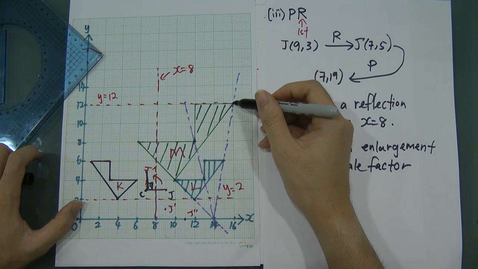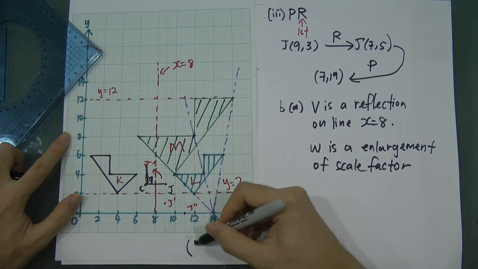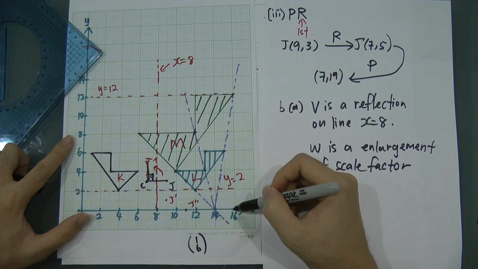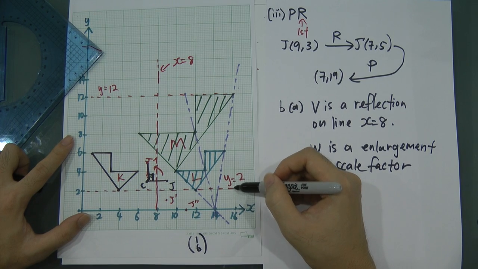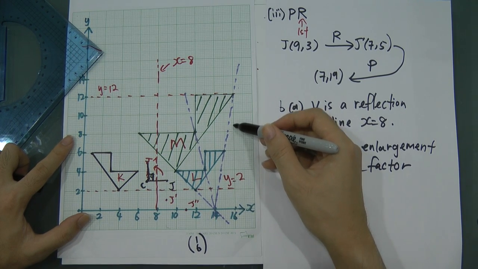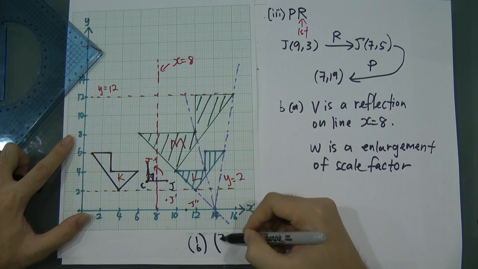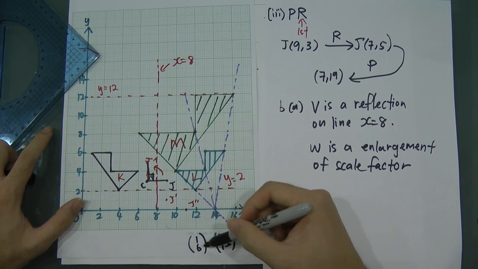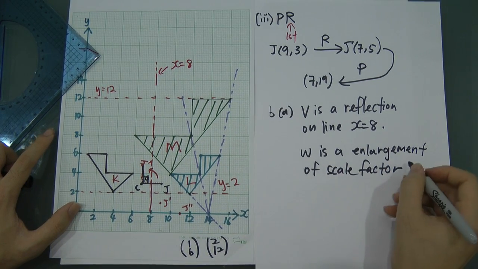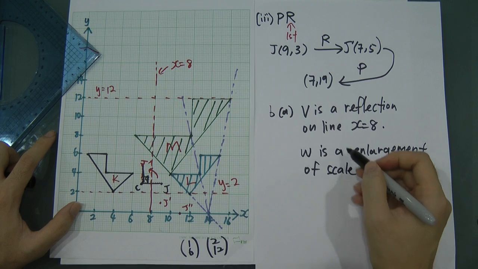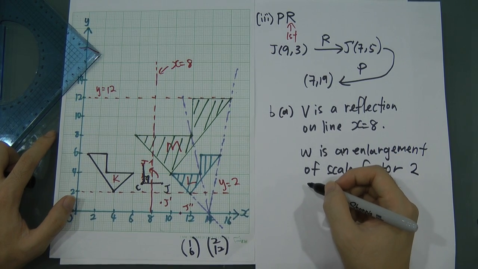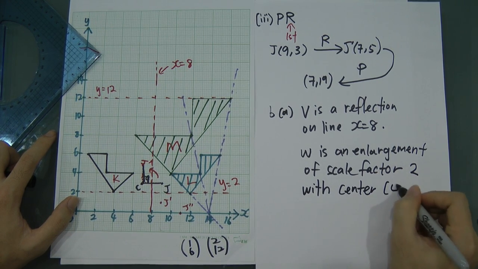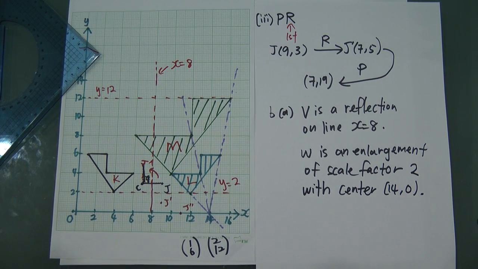So I'm going to calculate how far it goes to the image. It's 1, 6, and I calculate to here: 2 and then 12. So obviously, 2 divided by 1 gives 2, and 12 divided by 6 gives 2. So the scale factor is 2. W is an enlargement of scale factor 2, with the center we just found, 14, 0. Then you will get all 4 marks.